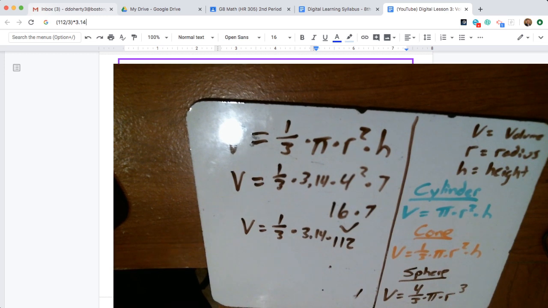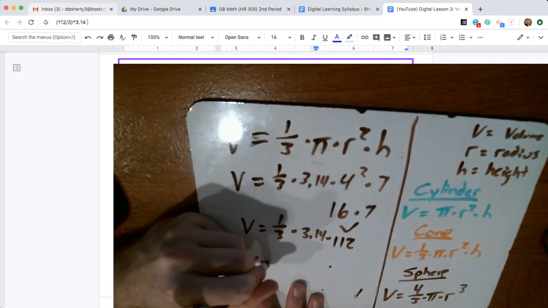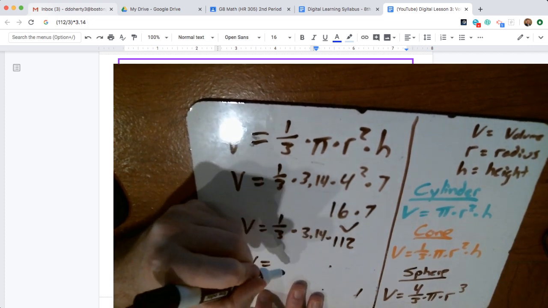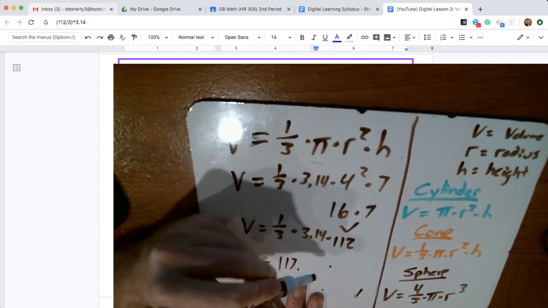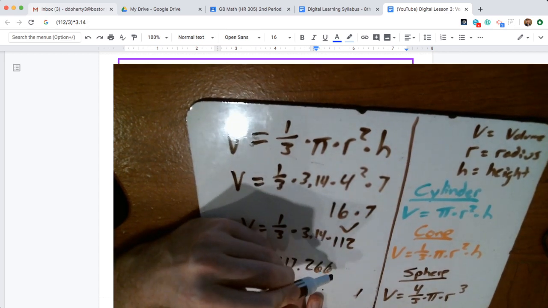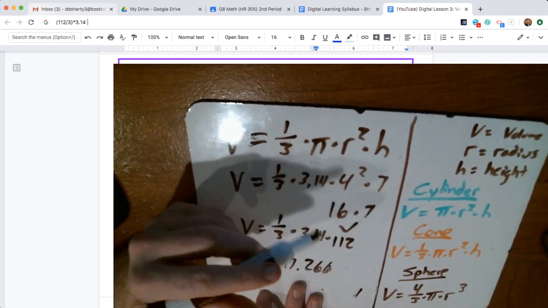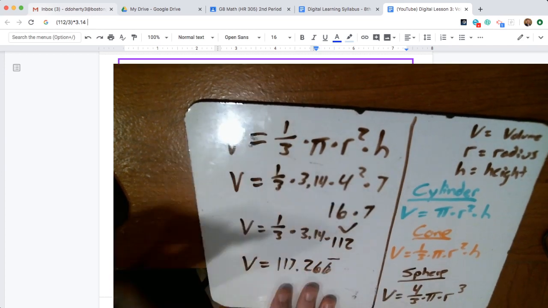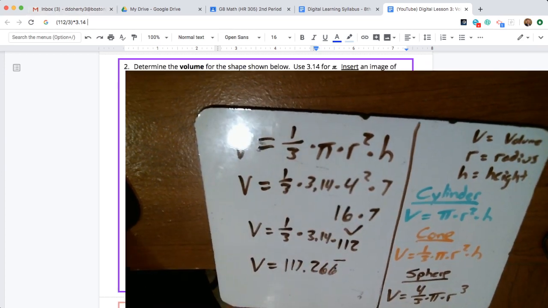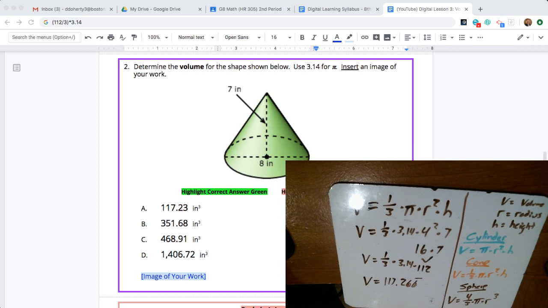So I multiply by 3.14, and that gives me a final result, or a final volume, of 117.266, and that 6 keeps repeating, so I'll just put a line over that. Now as I go through the multiple choice, try to see which one lines up with my answer. And I may have made a mistake today as I wrote that.